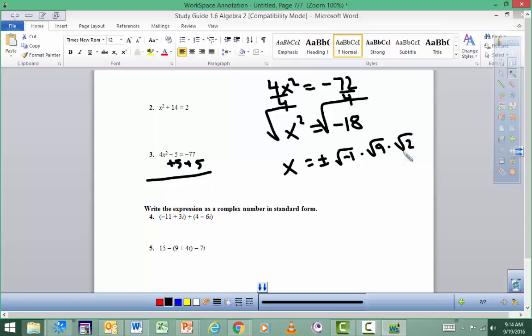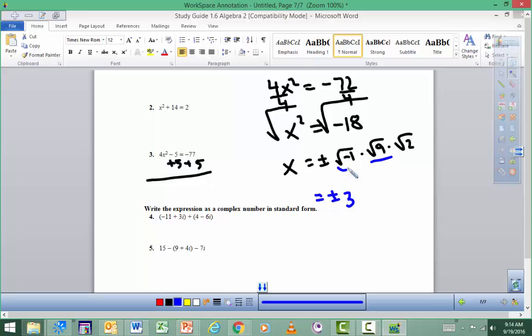Now why did I use those numbers? Because 2 times 9 is 18, but I could have used 6 and 3, right? So why did I use 9 and 2? Yeah, because 9 is a perfect square. So this is going to simplify. So I'm going to rewrite this one as plus or minus 3.